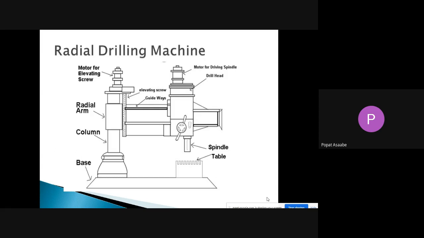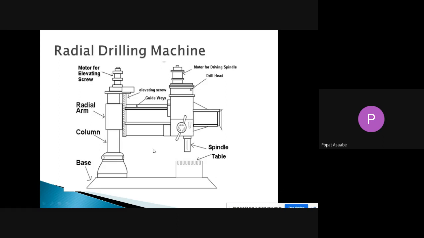In the last lecture we saw the definition of the drilling machine, the classification of drilling machines, and the working principle of the drilling machine, how it is going to work. We also saw the portable type of drilling machine, its construction and working, and the pillar type of drilling machine. That much of the chapter we have completed.